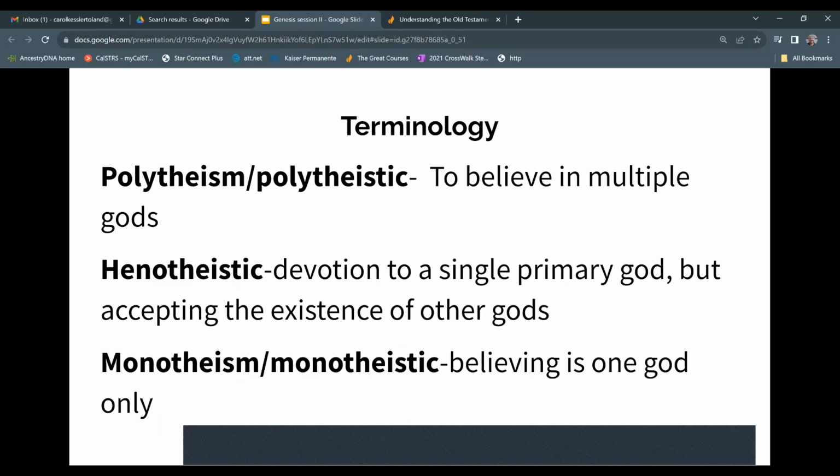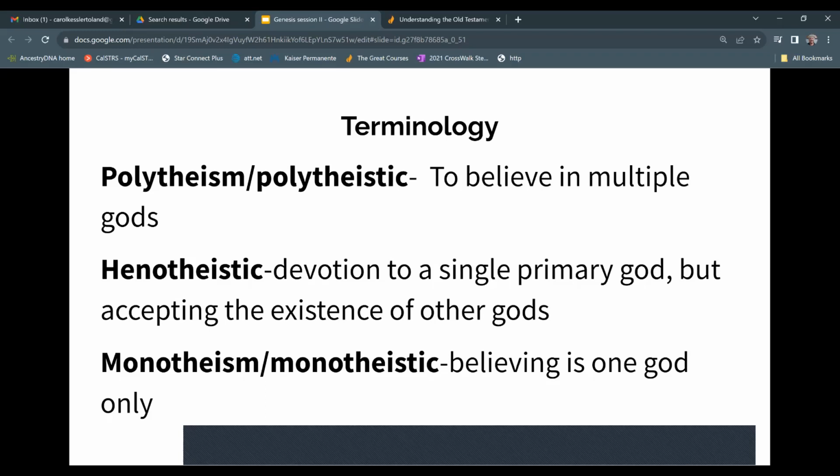We think then about our beliefs, modern day beliefs. We call ourselves monotheistic, believing in one God. And somewhere along the line, there had to be a transition that was made. So in the process of that transition, we have this word henotheistic, which means that you have a devotion to one single primary God, like Yahweh, but you still accept the idea that other cultures have other gods, and that there still are other gods, but you choose to only worship Yahweh.